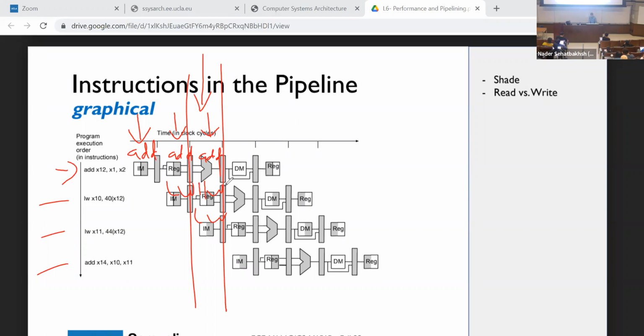If you look at it this way, you'll see, for example, your add instruction now is in the ALU. Your first load word is in the register file. And the second load word is in the instruction fetch part, right?